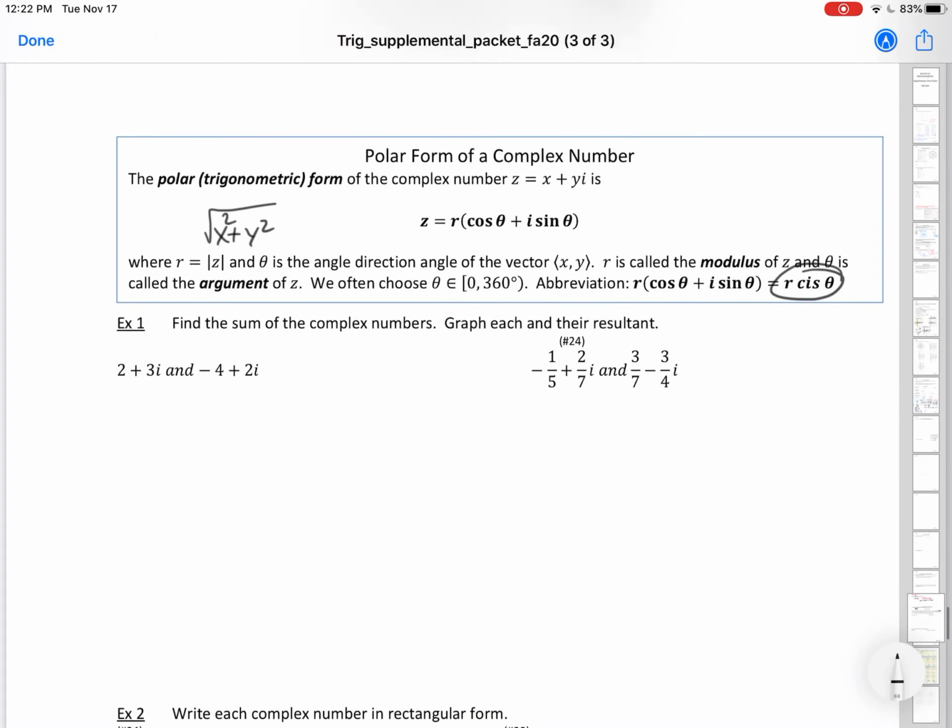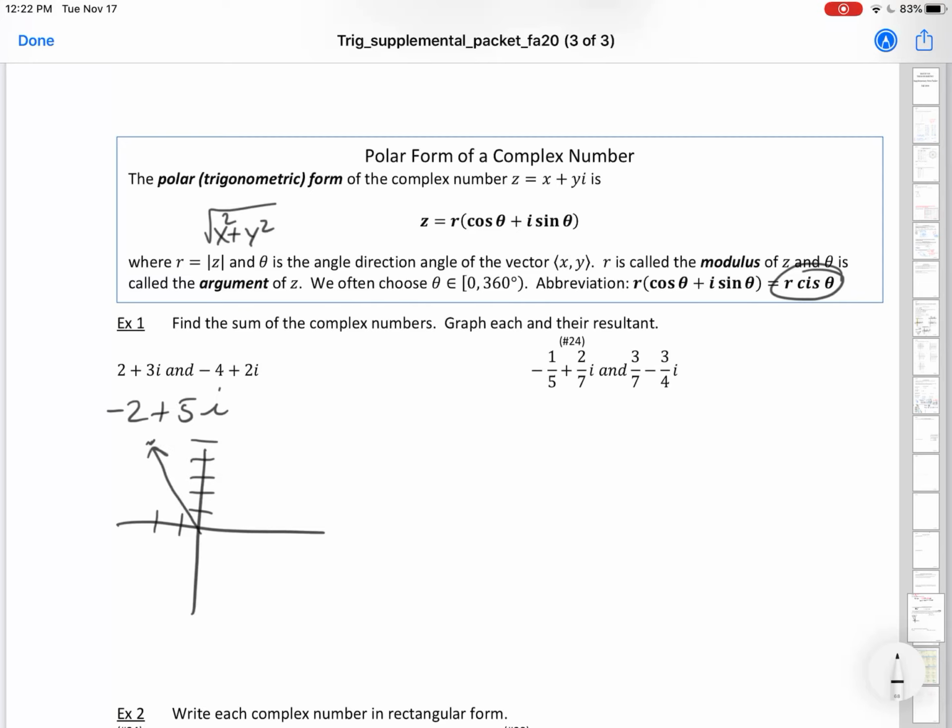So they want us to find the sum of these complex numbers and graph their resultant. I think the worst thing that you could do is do the parallelogram. I think you should just sum them up. 2 minus 4 is negative 2. 3i and 2i is 5i, and graph the resultant. Negative 2, 1, 2, 3, 4, 5, and do your best to just get that in the right area.